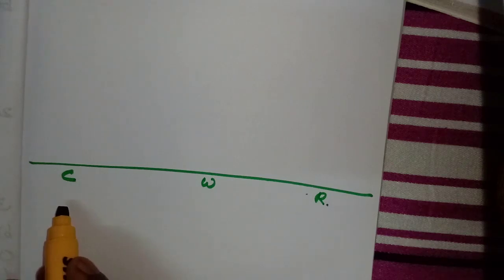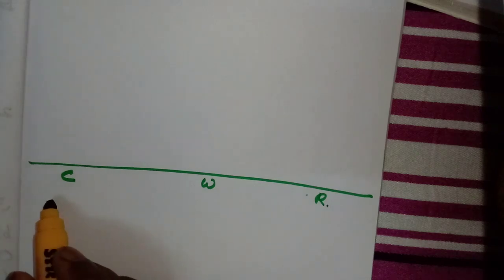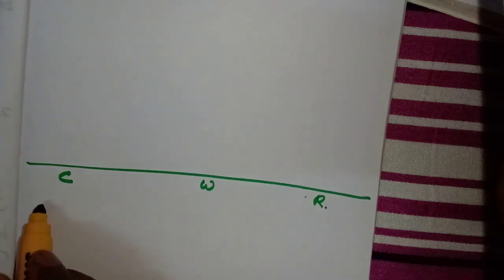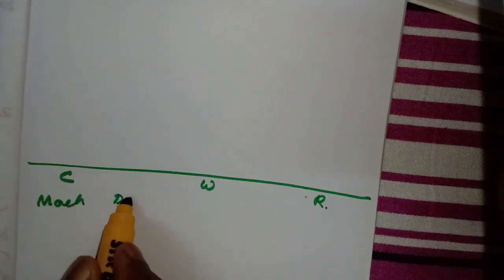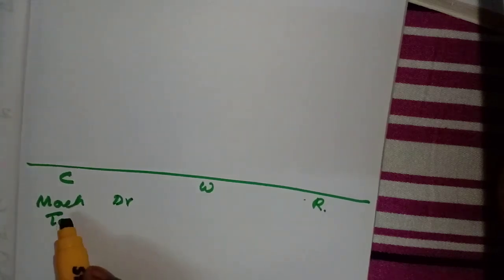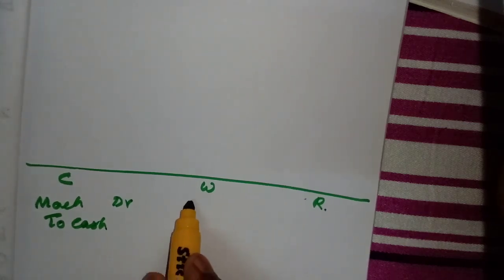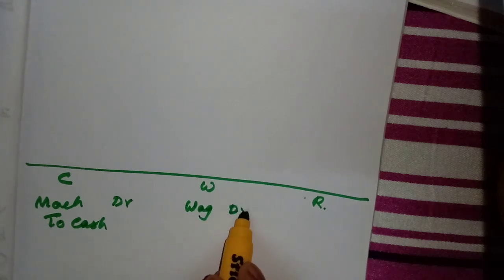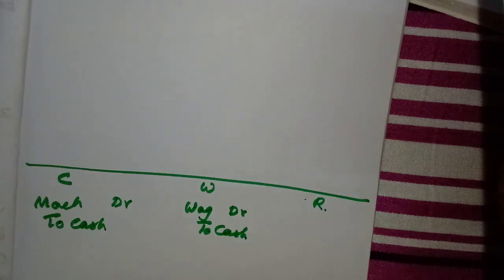Wages paid for the erection of machinery, what is the entry? We should not enter it in the wages account. Wages is an expense, so we should not write that. Machinery account debtor to cash, that is the correct entry. What is the wrong entry they have made? They have debited wages account. So wages account debtor to cash.